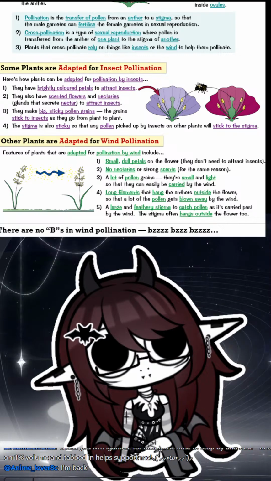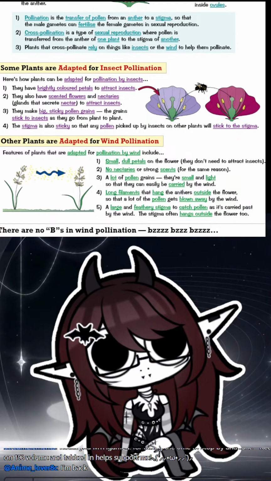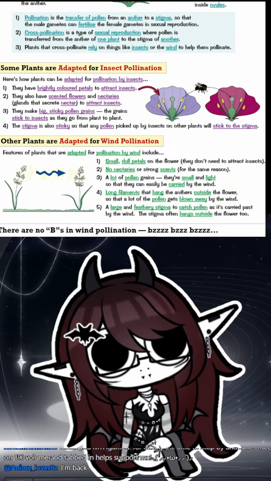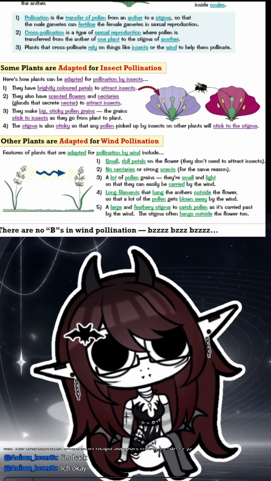Anyways, some plants are adapted for insect pollination. Here's how plants can be adapted. They have brightly colored petals to attract insects. They also have scented flowers and nectaries, glands that secrete nectar to attract them. They make big, sticky pollen grains. The grains stick to insects as they go from plant to plant.